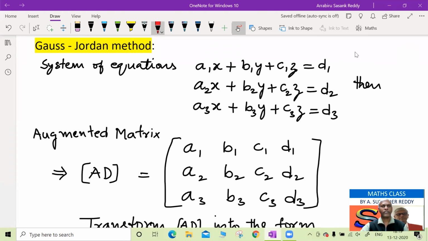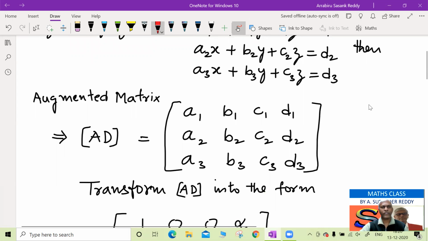Now let us consider the given system of equations: a1x plus b1y plus c1z is equal to d1, a2x plus b2y plus c2z is equal to d2, a3x plus b3y plus c3z is equal to d3. These are the given equations.